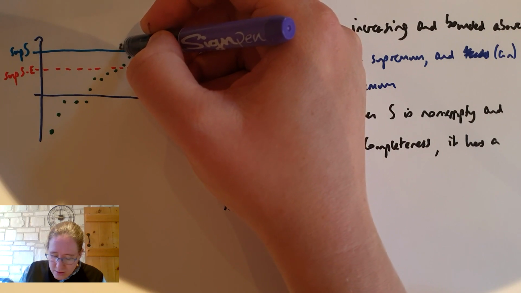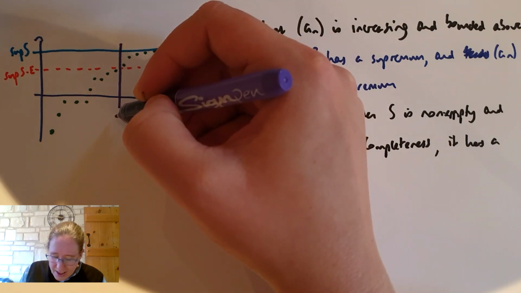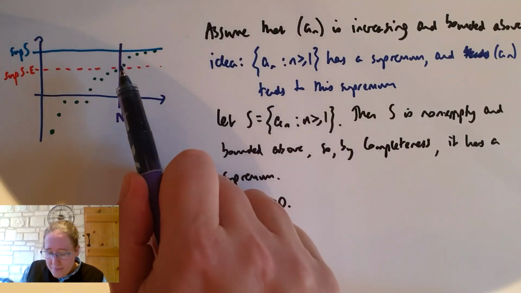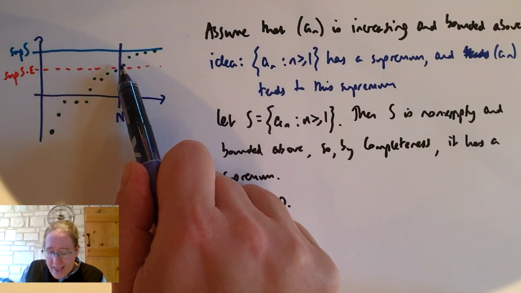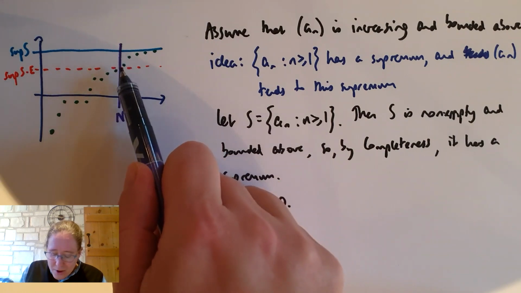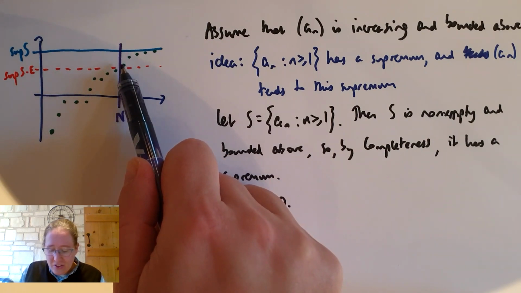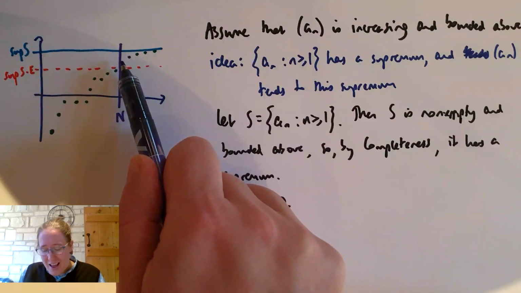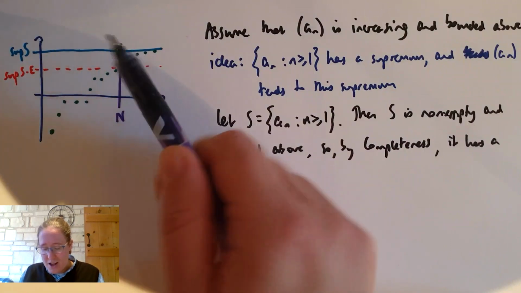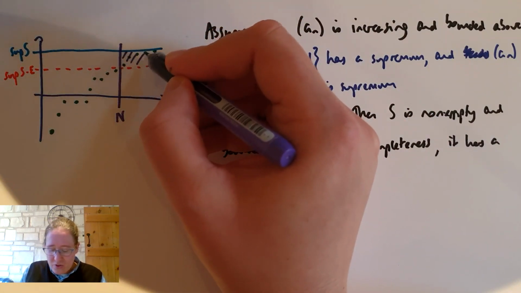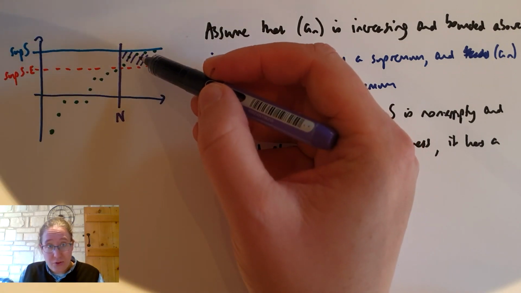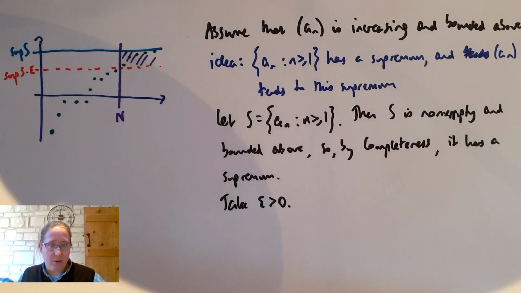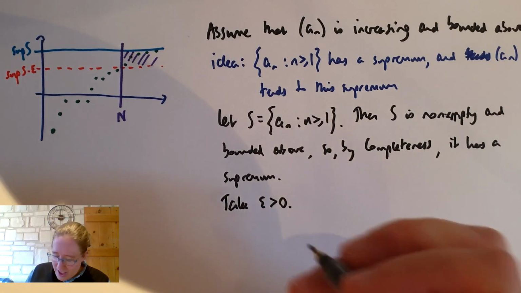So if I draw in a purple vertical line here, let's say capital N, well, maybe I haven't quite got my line in the right place, but capital N is going to be between sup S minus epsilon and sup S. And after that, from the increasing property, in fact, all of the terms of the sequence are going to lie in this strip between sup S minus epsilon and sup S, and so will be within epsilon of the supremum. So that's my attempt with a picture and my coloured pens to try to give you the intuition of what's going on here. Now let's write it down carefully.